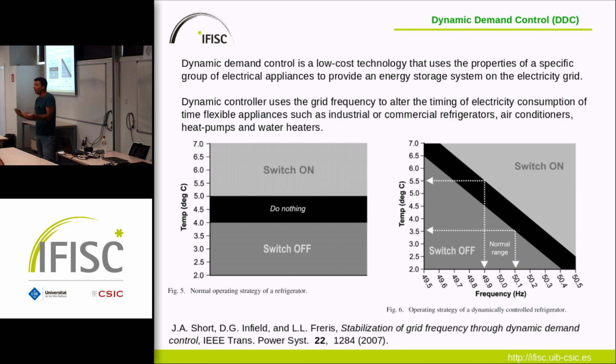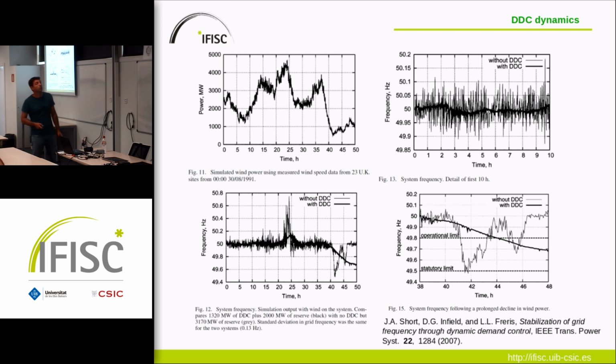So you keep your fridge colder than usual, but this is storing energy, so that later, since it's cooler, you can wait longer to switch on again, right? And the other way around, if the frequency is low, you keep the device off longer, until 6 degrees. This is still safe for the food and for conservation. So this is an example of dynamic demand control.